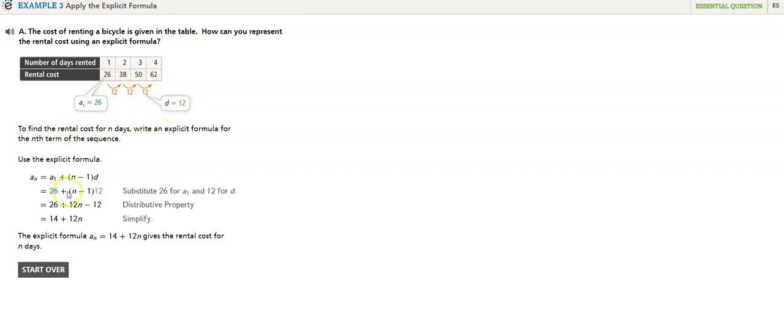Here is our original equation, our formula. We're going to go ahead and substitute 26 for our first term and substitute 12 for our difference. We are then going to use the distributive property to multiply 12, and we will get 26 plus 12n, take away 12. Then we're going to simplify and combine like terms and do 26 take away 12 to get 14 plus 12n. So the explicit formula for n days, any days that we want to find, is 14 plus 12n.